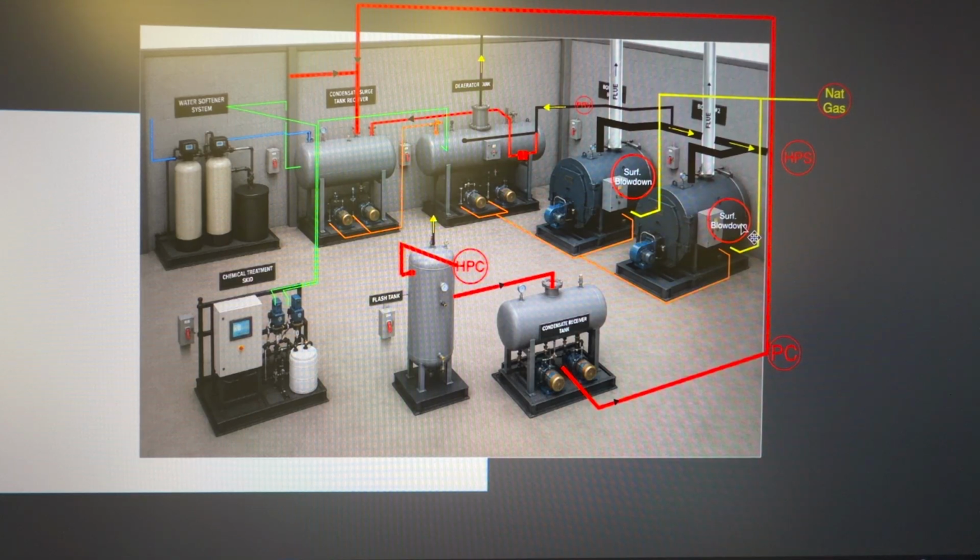The conductivity controller continuously measures the concentration of dissolved solids inside the boiler. When the conductivity exceeds the programmed set point, the controller energizes the blowdown solenoid valve, allowing a controlled amount of water to discharge from the boiler. Fresh, treated makeup water then replaces the discharged water, restoring proper water chemistry.